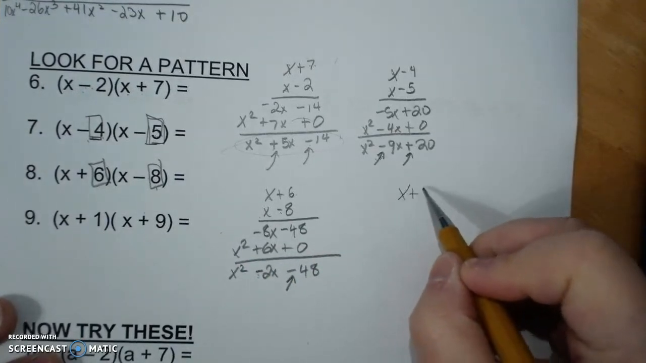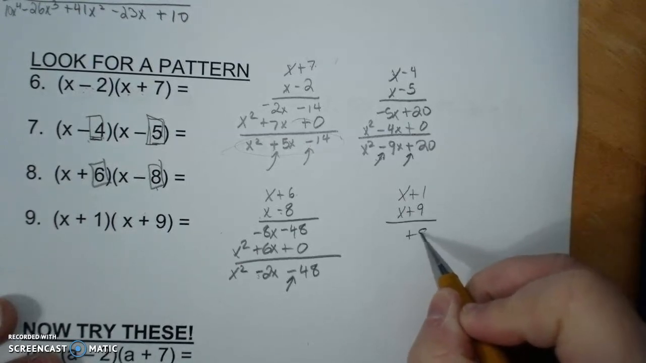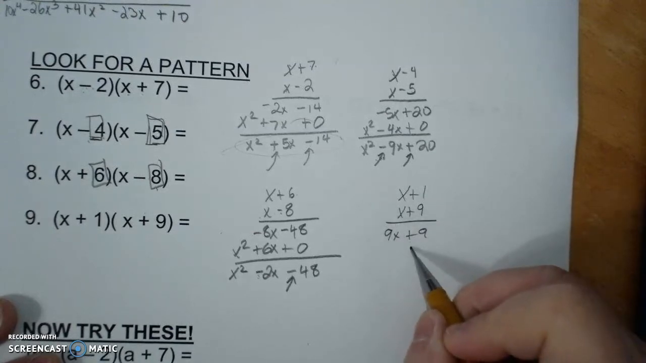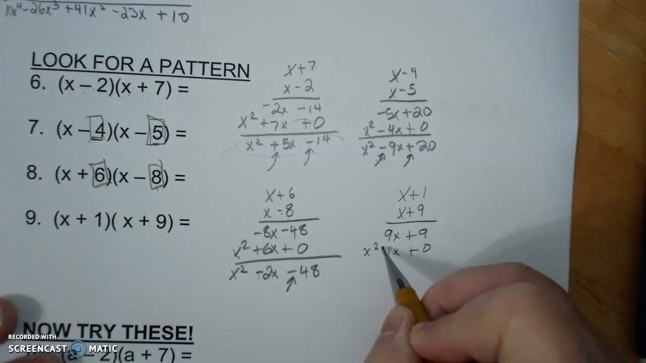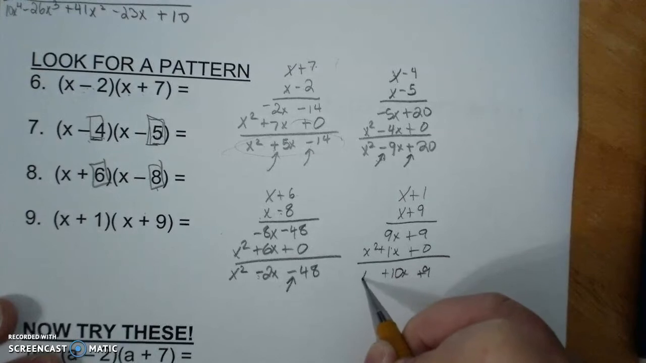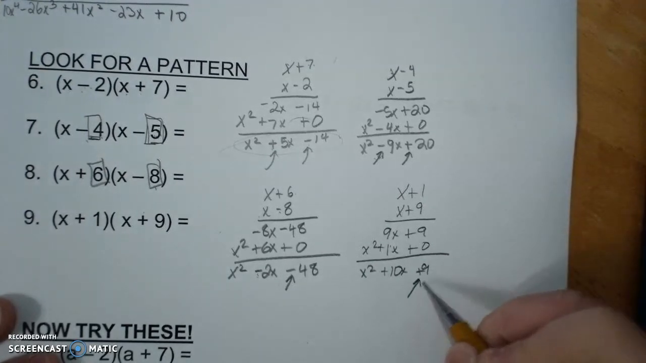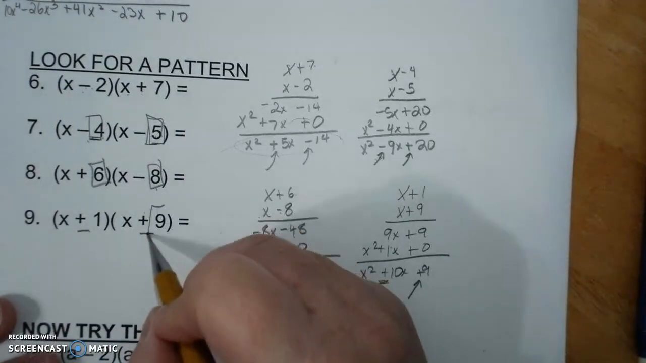Okay. X plus 1, x plus 9. Positive 9, 9x. 1x, x squared. 9 plus 10x and x squared. These are, signs are the same. Sign of larger.